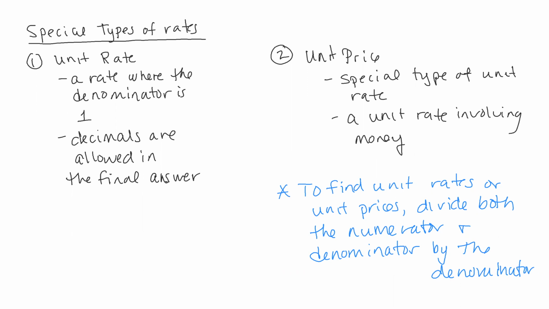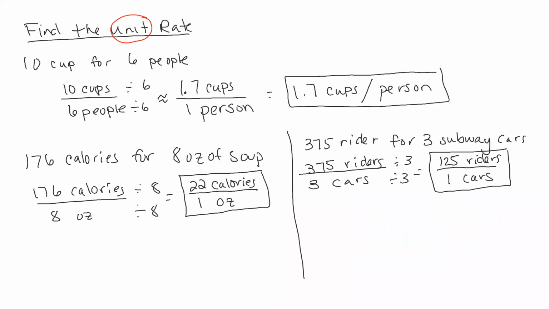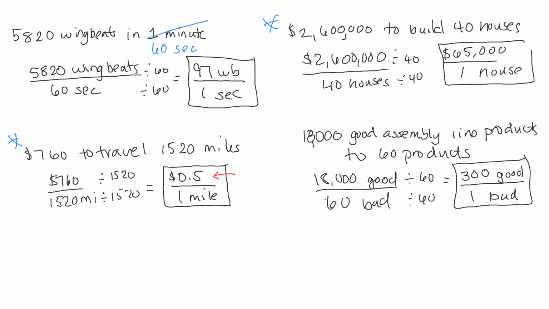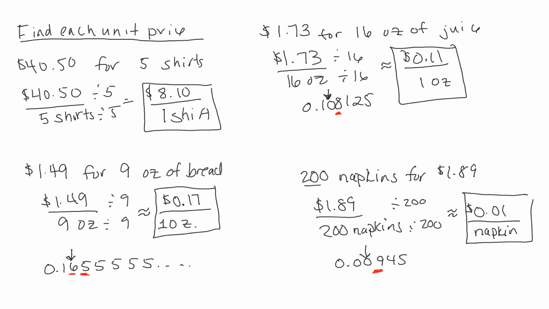The second type of rate we look at is called a unit price. It's just a special type of unit rate. That means you want your denominator to be 1. The only difference between a unit rate and a unit price is with a unit price, you're specifically dealing with money. So to find a unit rate or a unit price, divide both the numerator and the denominator by the value in the denominator. All right. We looked at some examples of finding unit rates. We looked at some examples of unit rates again. We finally did some examples of unit price.